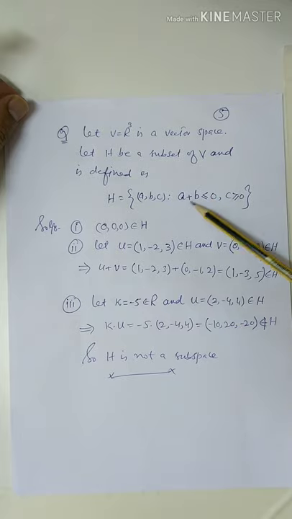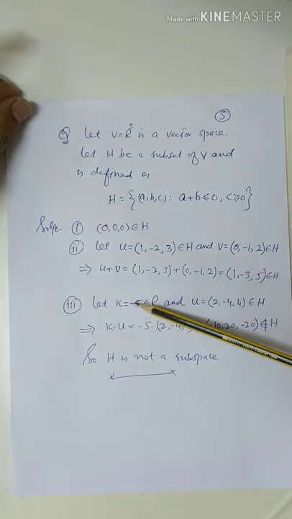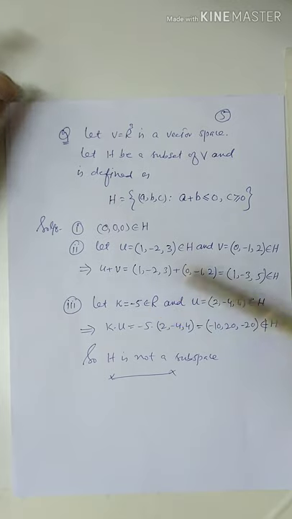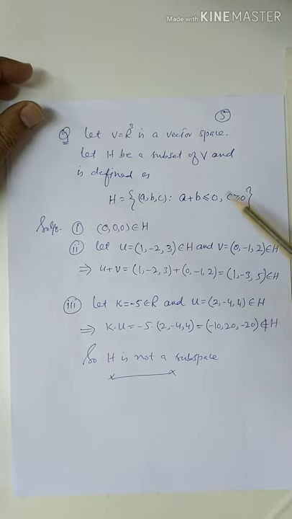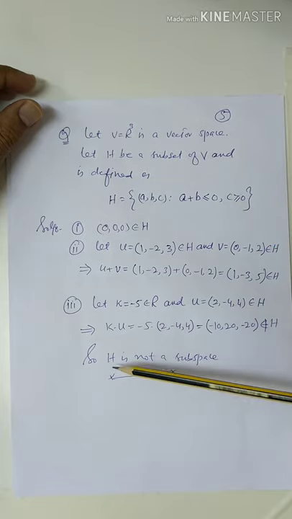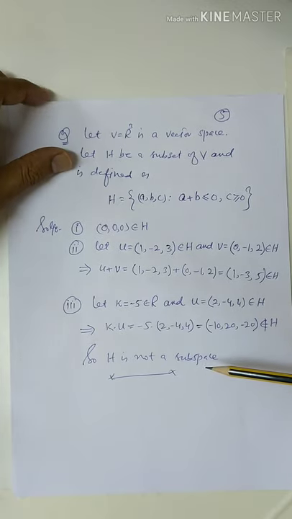And the condition is that a plus b is less than 0. So 10 is not less than 0. 10 is actually greater than 0. So that condition fails here. Again, I said if you take k equal to 5, maybe the answer will become the opposite of this. So you have to be very careful. You have to check what the teacher asked in the question, whether you have to prove H is a subspace or H is not a subspace. So you have to be very careful.